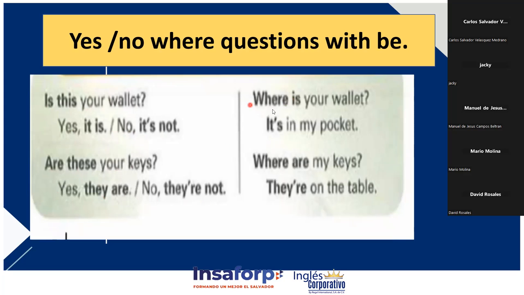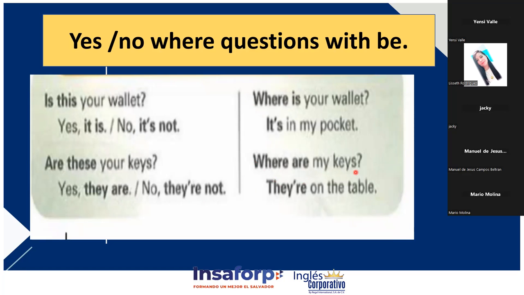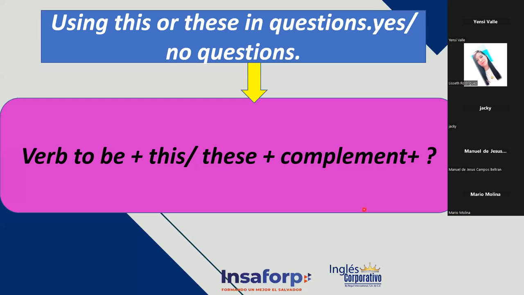Thank you. Carlos Salvador, where? And answer. Okay, where is your wallet? It's in my pocket. The next. Where are my keys? They are on the table. Thank you, sir. Now, let's move on to the structure.